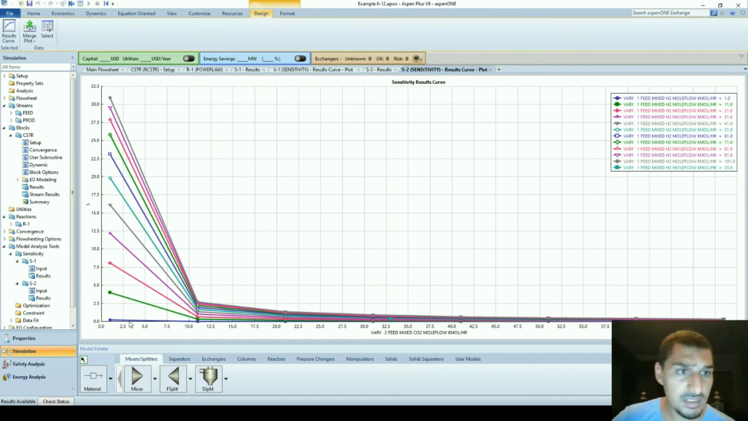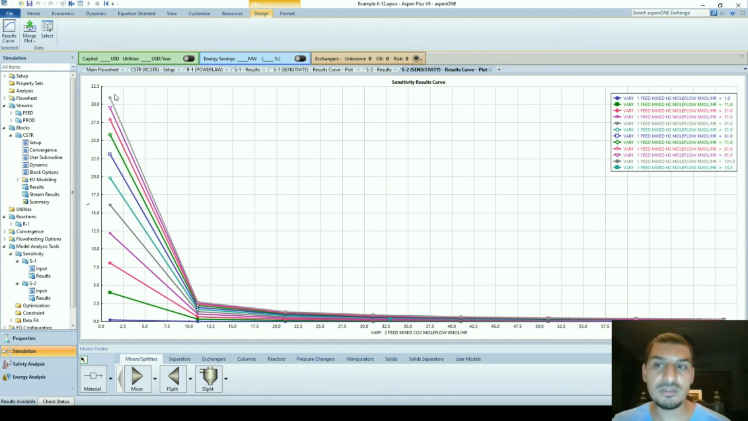The second observation is about hydrogen: I have hydrogen 1, 11, 21, 31, 41, 51, 61, 71, and up to 101. The maximum value is at 101. So it's clear that as we increase the hydrogen amount, we are maximizing the methanol production.